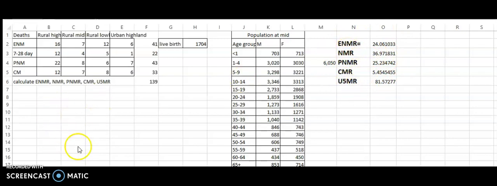And we are asked to calculate the early neonatal mortality rate, neonatal mortality rate, post-neonatal mortality rate, child mortality rate, and under 5 mortality rate. I will start by showing you guys the standard formula to calculate all of these, and I'll get back to this file. Let me show you guys.